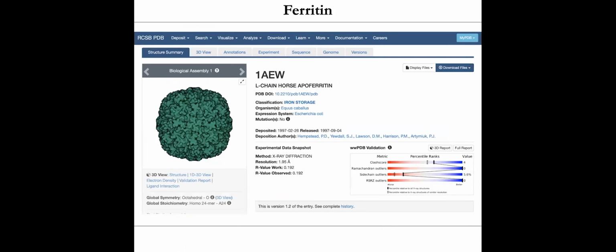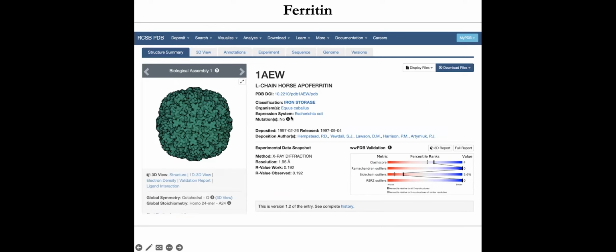And so the structure we're going to look at today is the protein database code 1AEW. It's L-chain horse apoferritin. So it's ferritin from a horse, and it's apoferritin because it's not actually bound to iron. It was from Equus caballus, which is a horse, the organism.